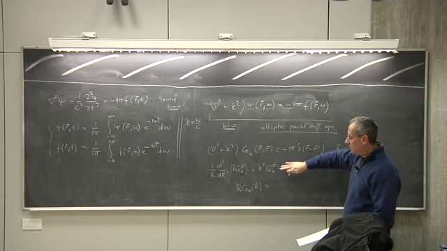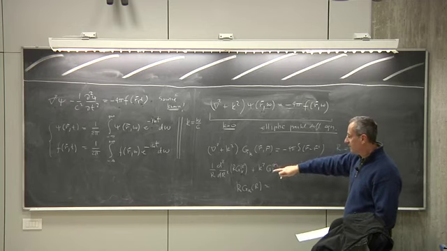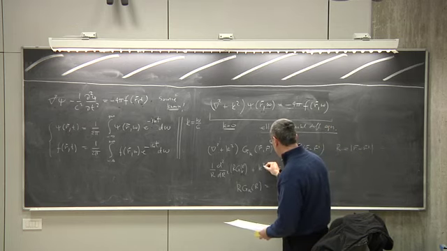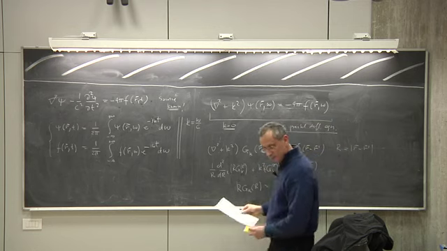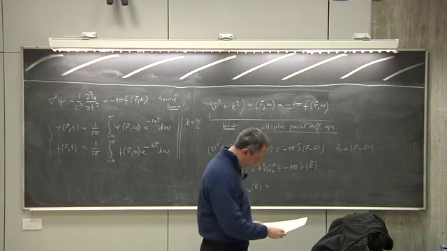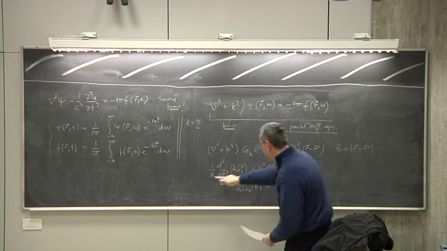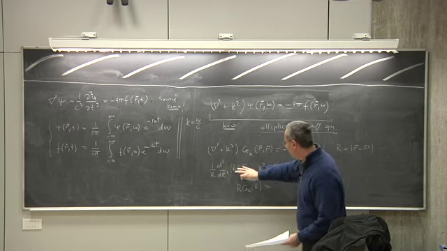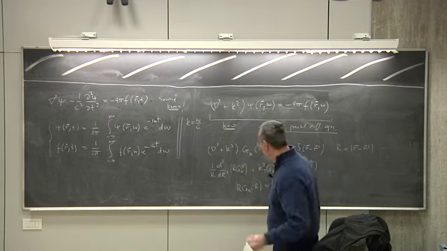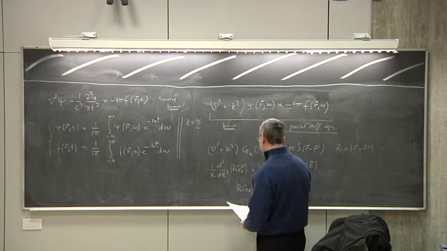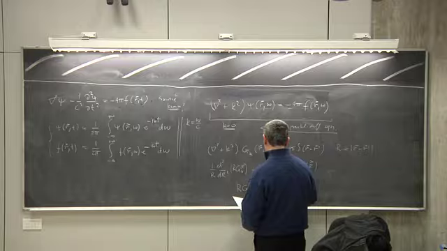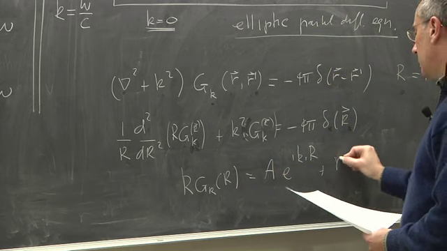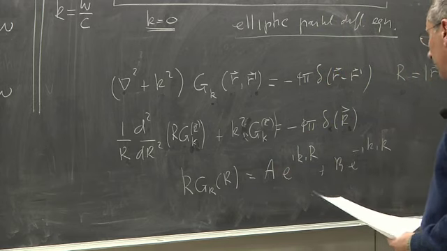And what is this equation? Again, you know how to solve this. This is some combination of exponentials. You bring this in here, and then you see that this is exactly a combination of exponentials. That means that this combination R G_k(R) should be some A e to the i k R plus B e to the minus i k R, right?